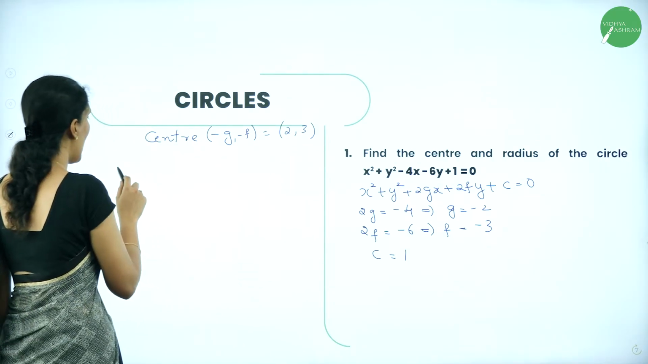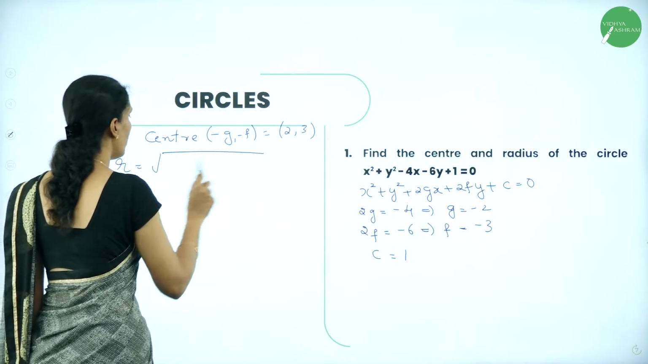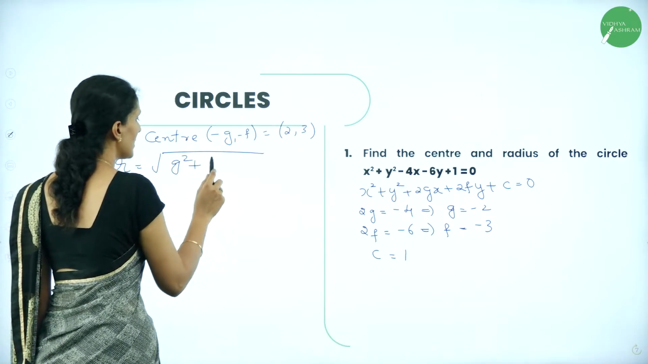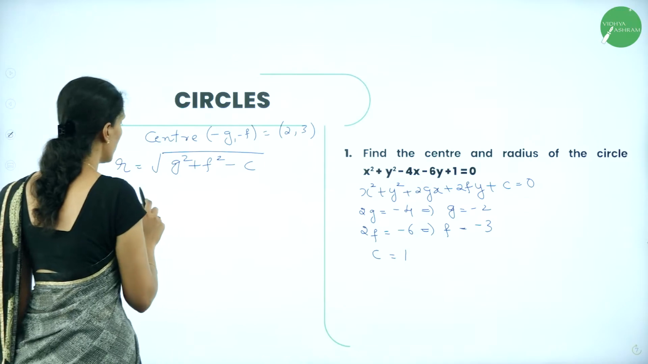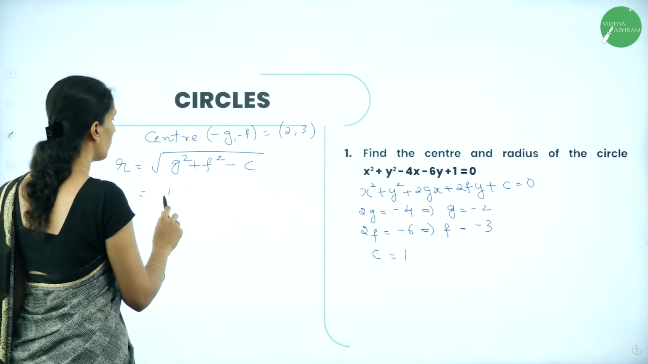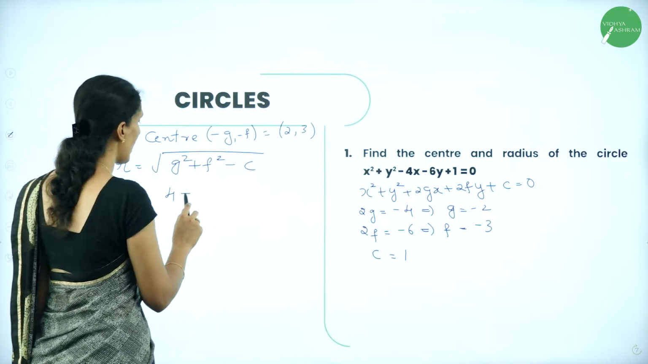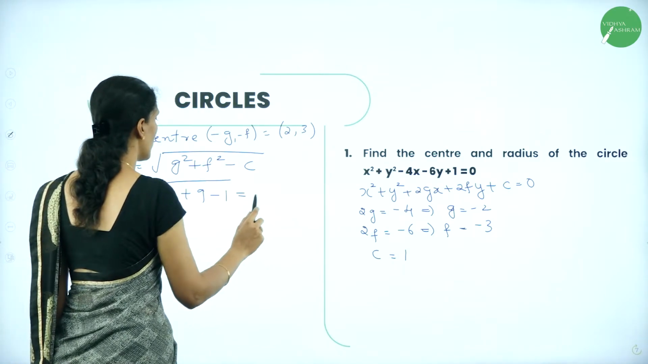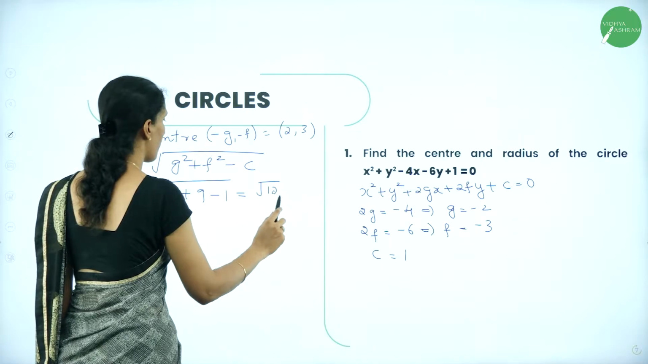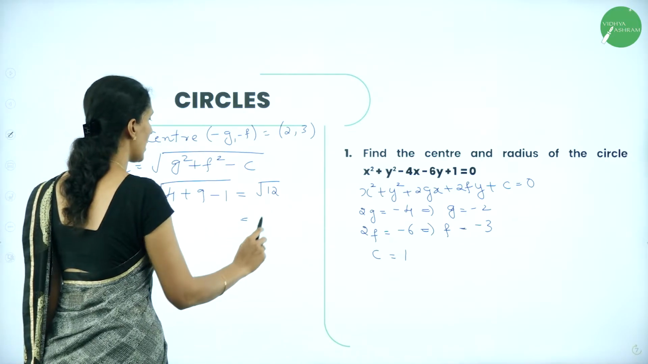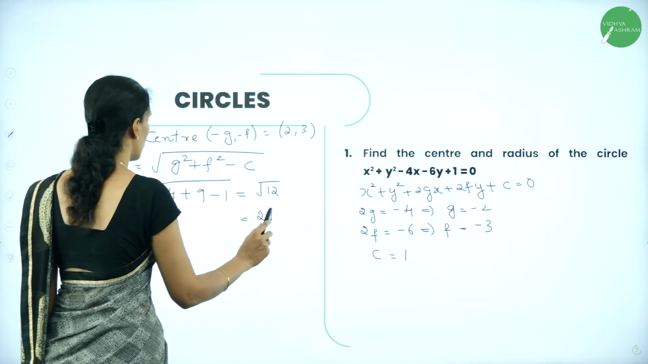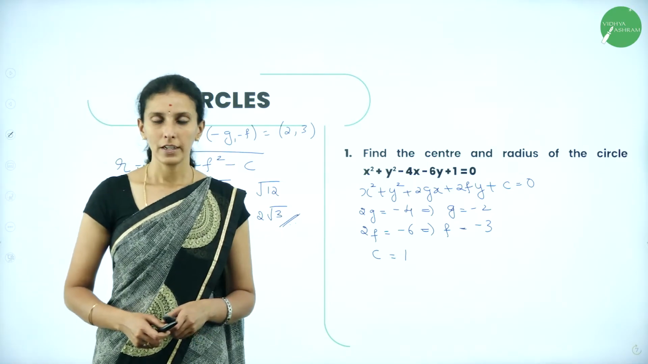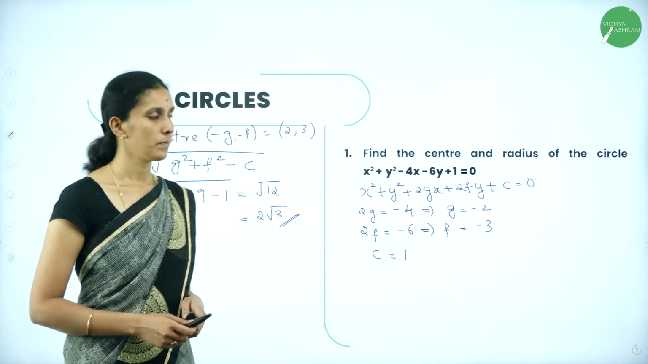Next, the radius r is the square root of g² + f² − c. So g² is 4, f² is 9, c is 1, so minus c is −1. So it is the square root of 12, or you can write it as 2√3. So therefore the radius of the circle is 2√3.